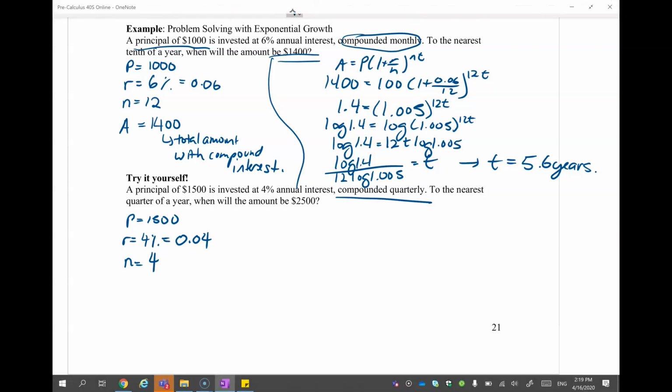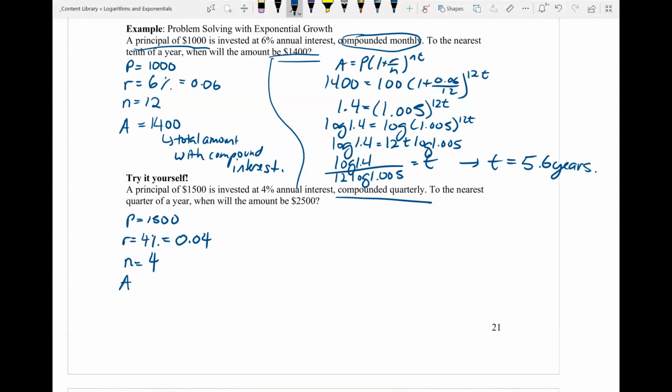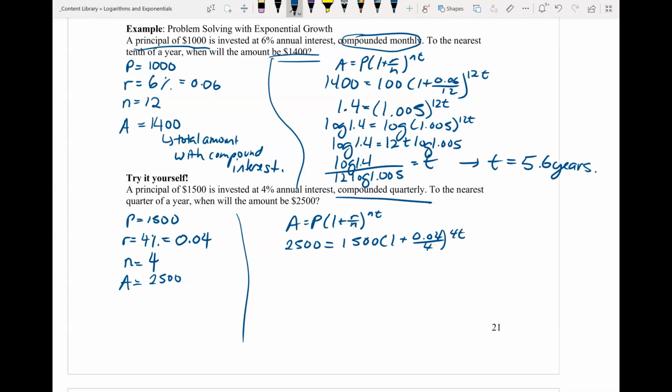And then lastly, A, which is the total amount with compound interest, is $2,500. So I'm going to go ahead and write down the formula and then plug in all the information that we do know. A is 2,500, P is 1,500, R is 0.04, N is 4, and then we're looking for T.